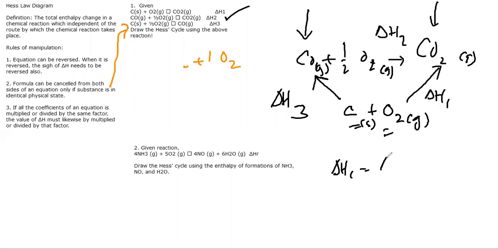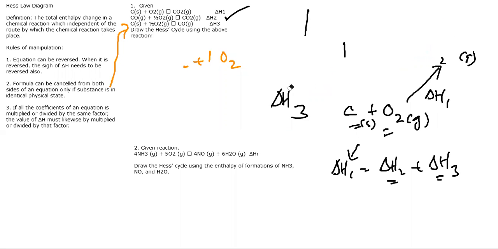Delta H1 equals delta H2 plus delta H3. So if you wish to find delta H1, then it is the addition of delta H2 and delta H3. I hope that one is clear for you.